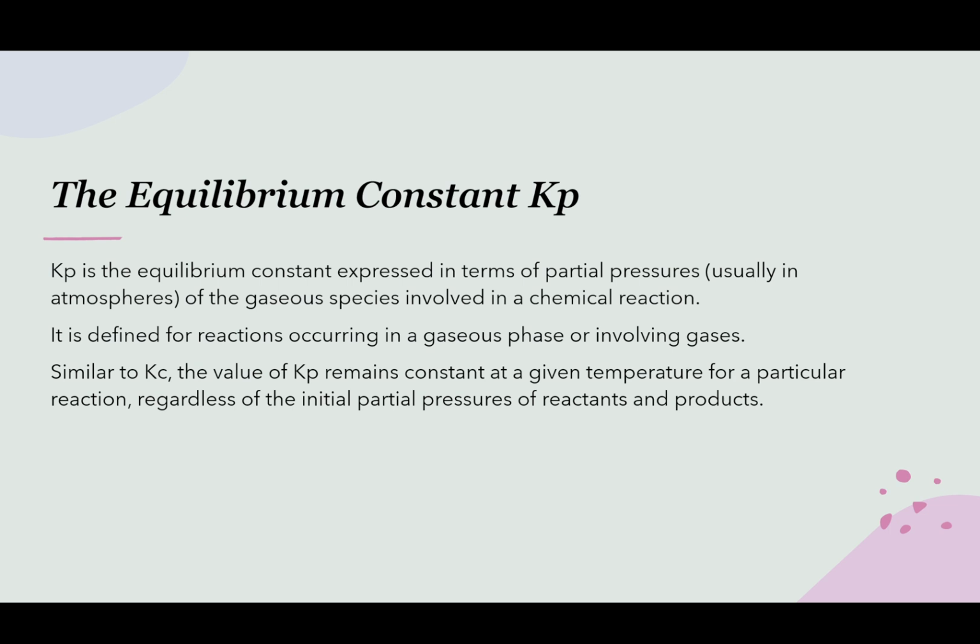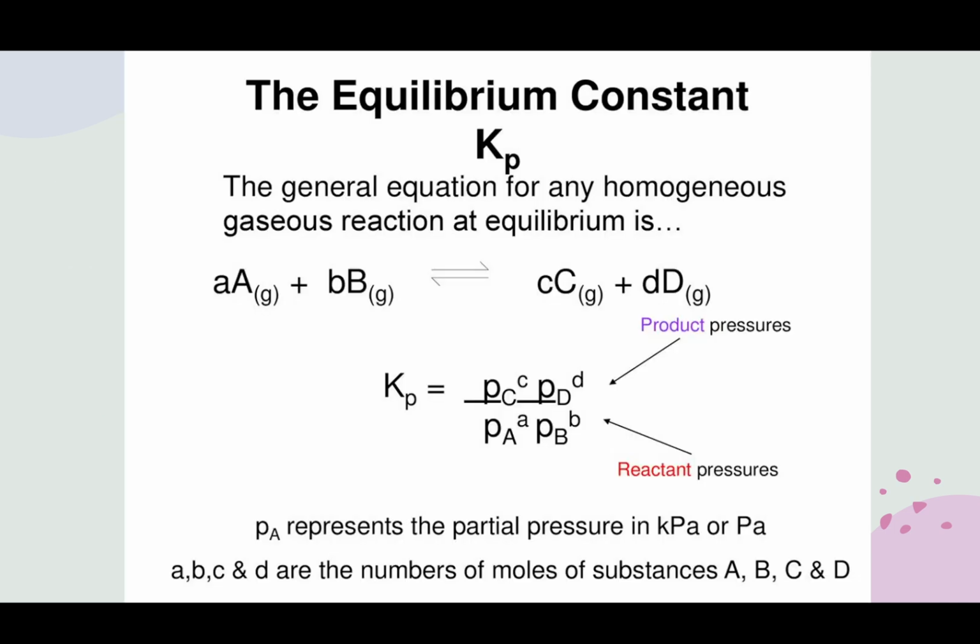So the equilibrium constant Kp now. Kp is the equilibrium constant expressed in terms of partial pressures, usually in atmospheres, of the gaseous species involved in a chemical reaction. So it is defined for reactions occurring in a gaseous phase involving gases. Similar to Kc, the value of Kp remains constant at a given temperature for a particular reaction, regardless of the initial partial pressures of reactants or products.